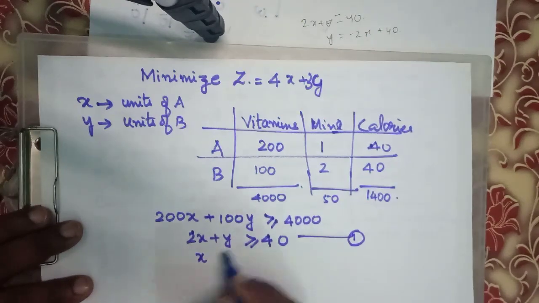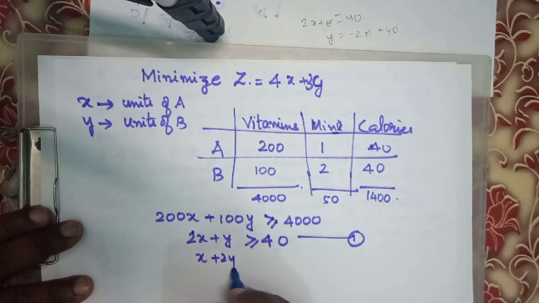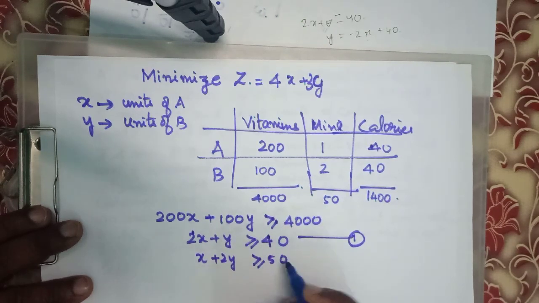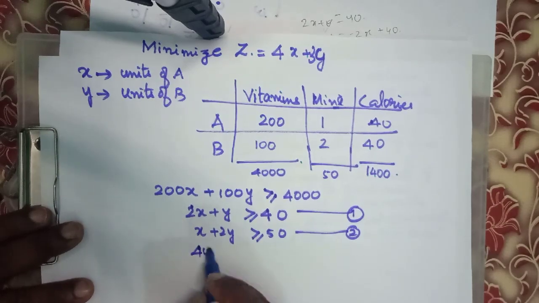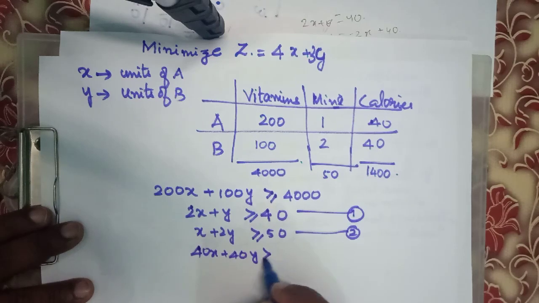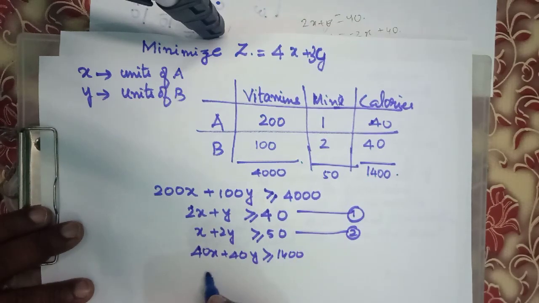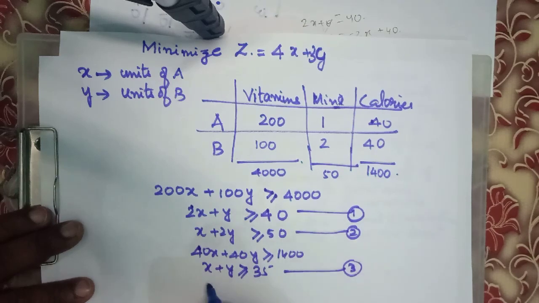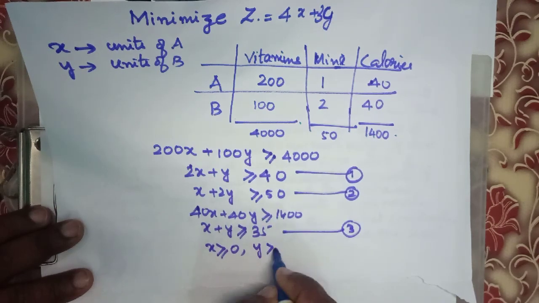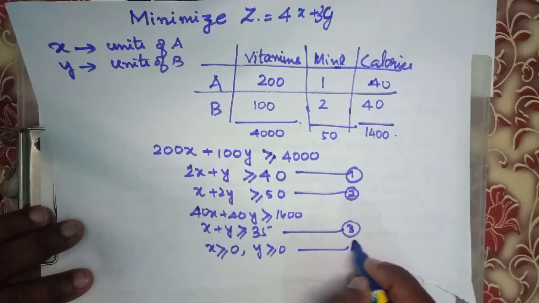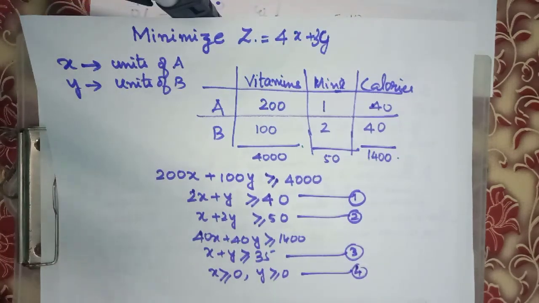Next, similarly, x plus 2y, that is greater than equal to 50, and finally 40x plus 40y will be greater than equal to 1400, or that is x plus y greater than equal to 35. And finally we have the non-negativity constraints, that is x greater than equal to 0, y greater than equal to 0. These are the constraints. Based on this, we are supposed to draw the graph.